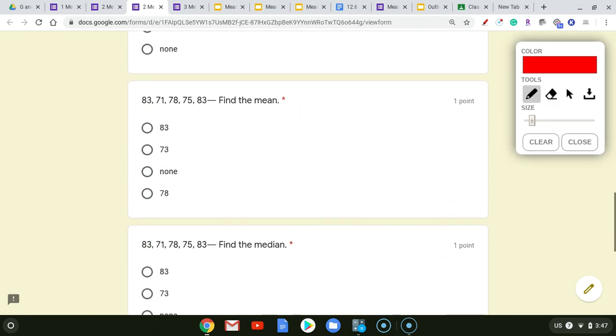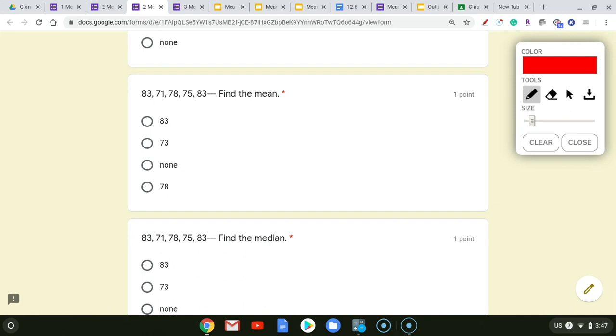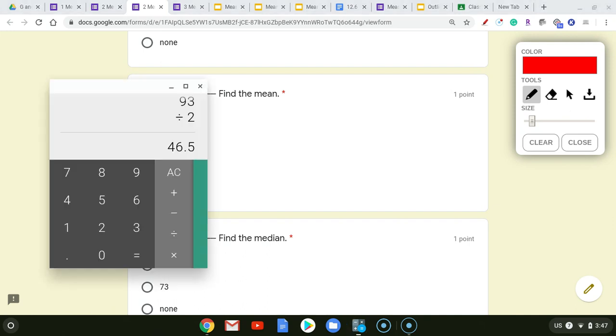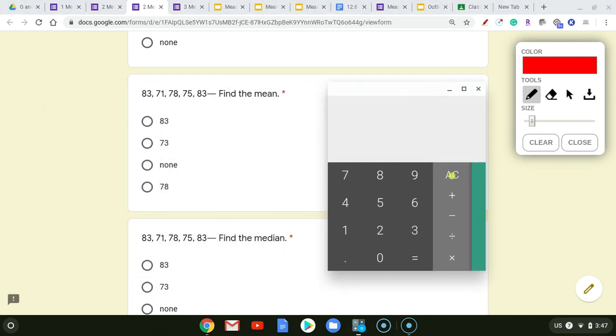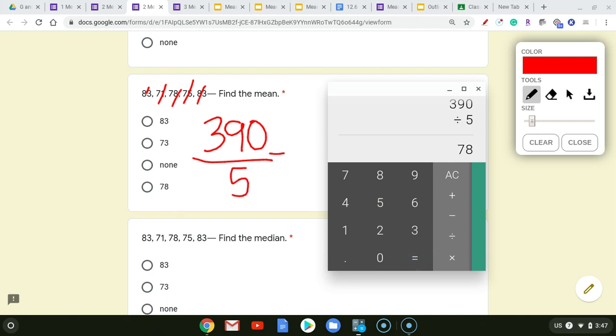All right, new set of numbers. Now it looks like there's 5 of those numbers. I'm going to find the mean by adding and dividing. You add and divide for the mean. So I'll add those 5 numbers up. I get 390. Now I divide by 1, 2, 3, 4, 5. Divide by 5, and I get 78. So 78 is my answer.